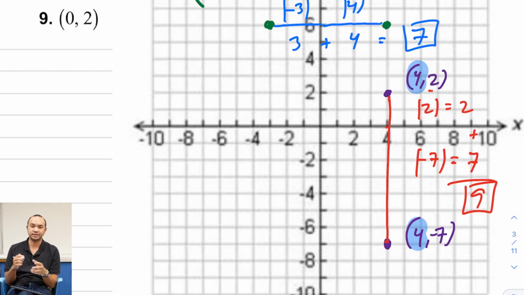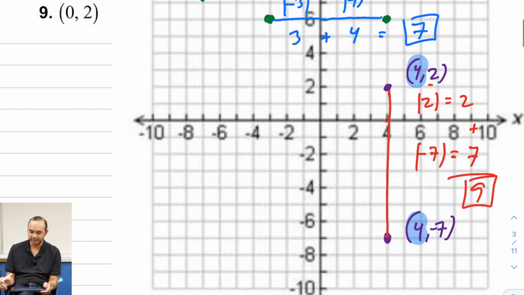And you're going to be learning a lot of this when we're doing integer addition in 7th grade, or later on when you do integer addition or integer subtraction with absolute value. But right now we can just see the absolute value shows that the distance from 0 to negative 7 on a number line is going to be 7. The distance from 0 to 2 on a number line is going to be 2. So if you add those two together, because they both meet at 0, you get 9. So the distance between 4, 2 and 4, negative 7 is 9.